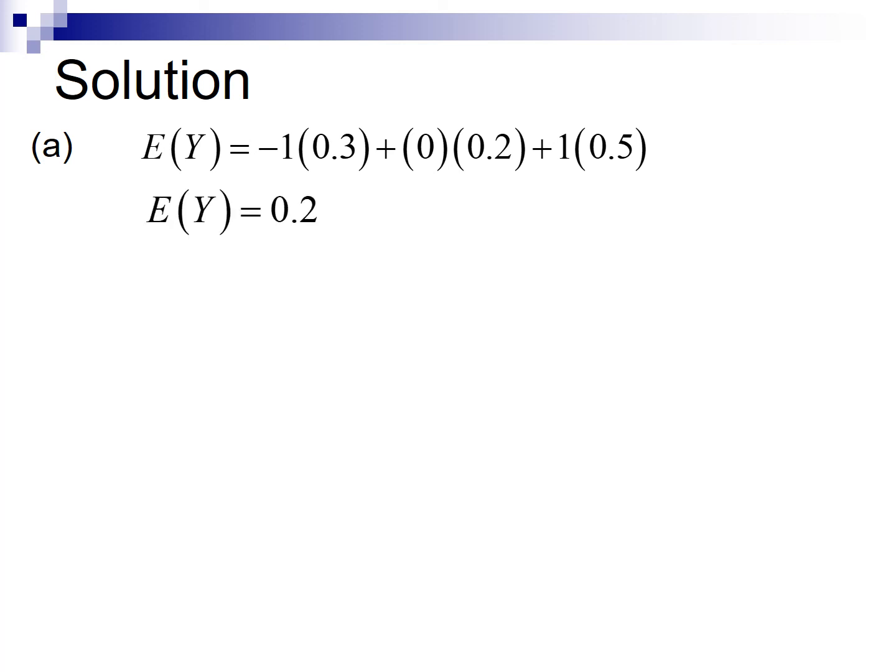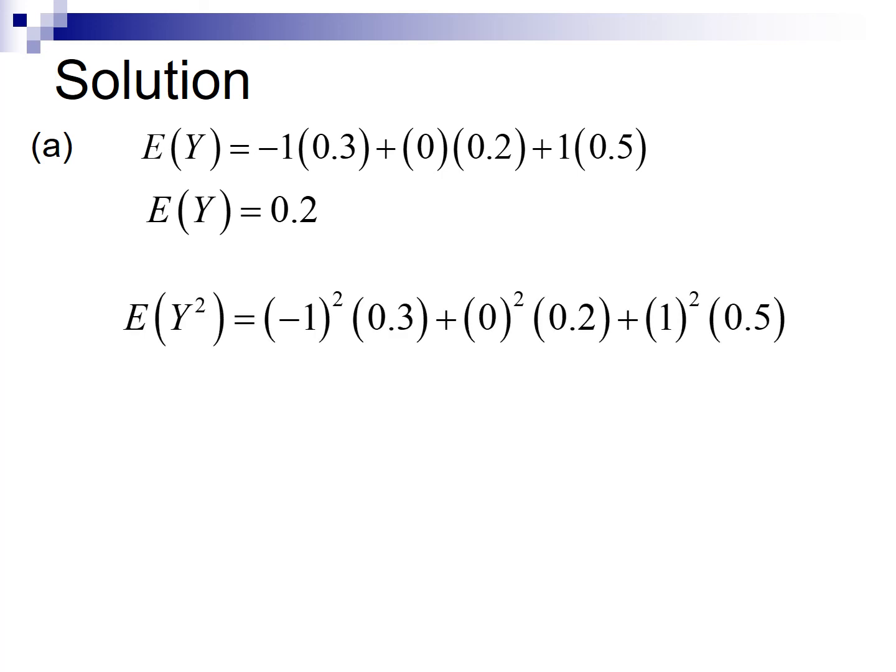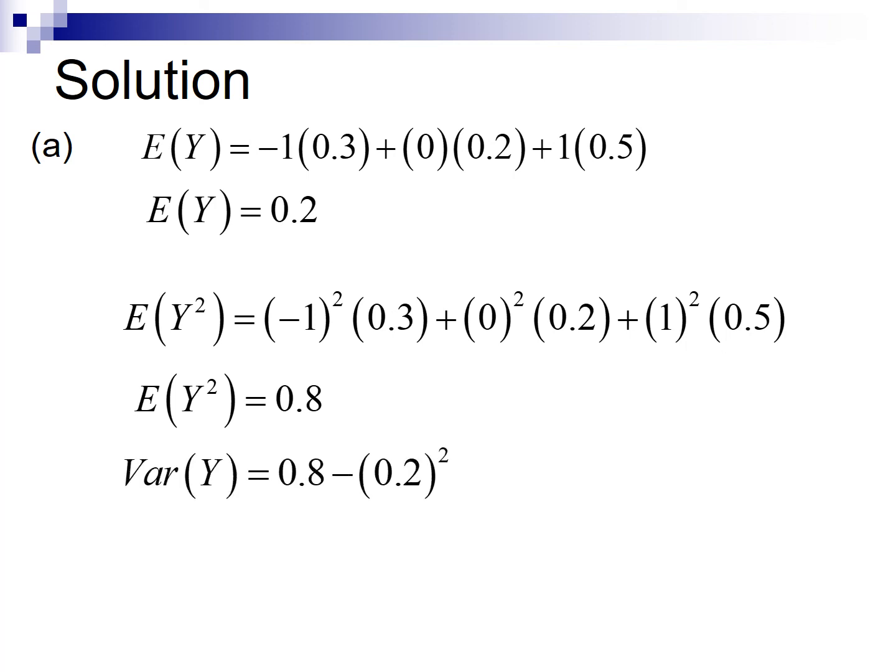So EY is just 0.2, and then to get the variance of Y, you need to find EY squared, which is 0.8. So the variance of Y is EY squared minus the mean squared. So you have 0.76. Okay, straightforward. Now, how to get the mathematical expectation of X and the variance of X?